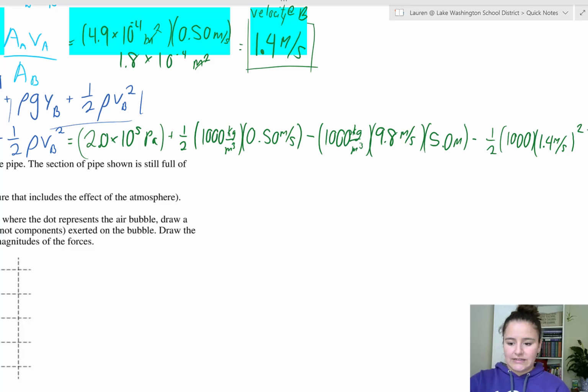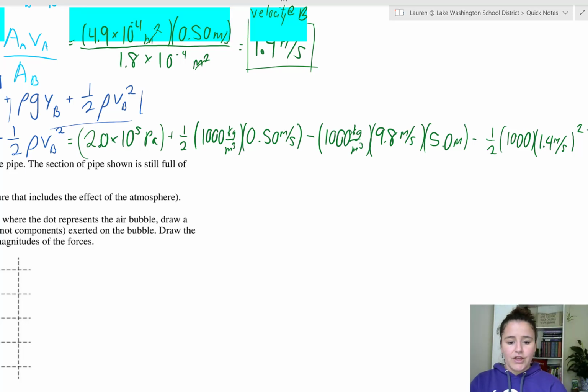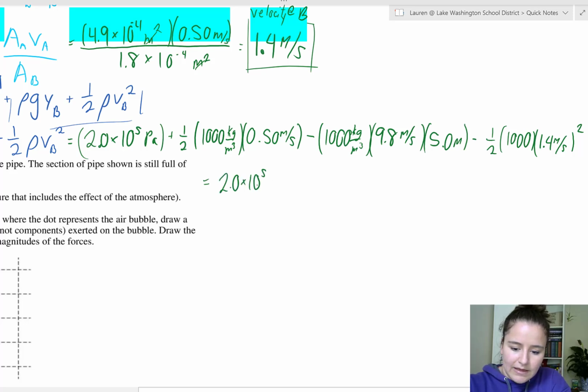To make it a little bit easier for you guys to see, I am going to go ahead and calculate them all individually and then do it all together. So we have 2 times 10 to the 5th, nothing we can do there. But then we have 1/2 times 1,000 times 0.5. That number is 2.5 times 10 to the second.